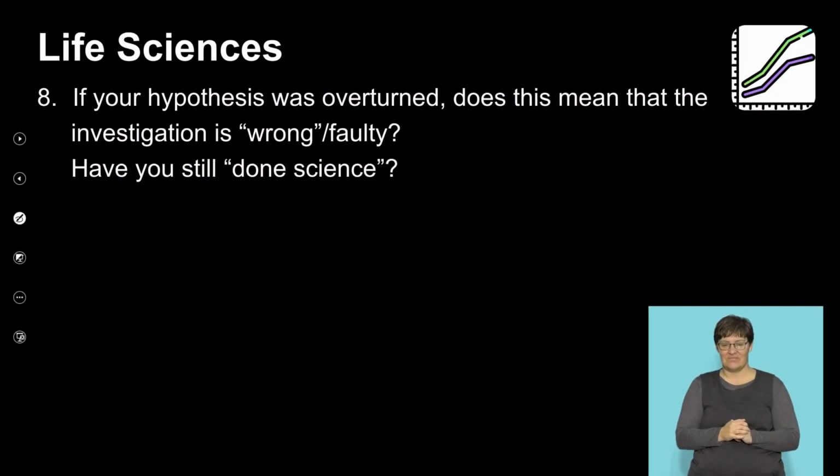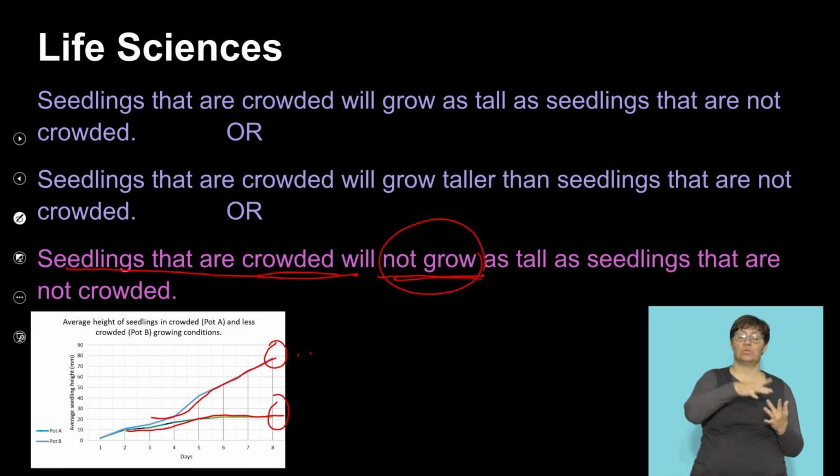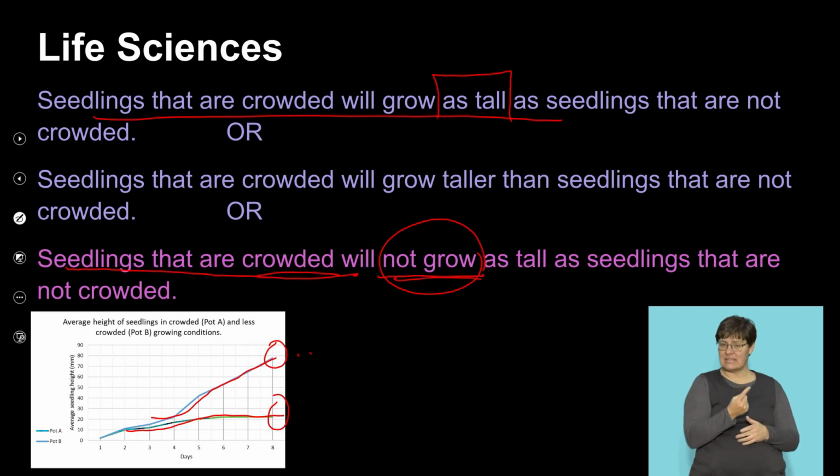Now, if your hypothesis was overturned, does this then have implications to say that your investigation was wrong or faulty? And have you still actually done science? So if you said originally, let's say this was your hypothesis, that the seeds would grow as tall in both pots, irrespective of the crowding. If that was your hypothesis, you'll see that that hypothesis has been overturned.